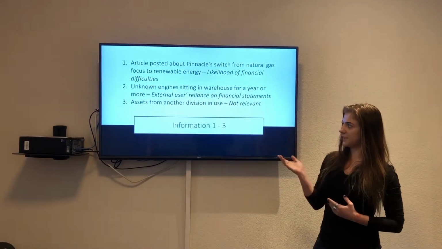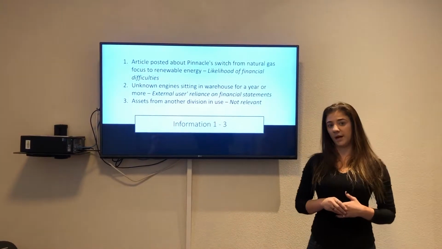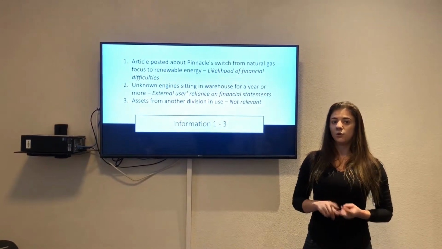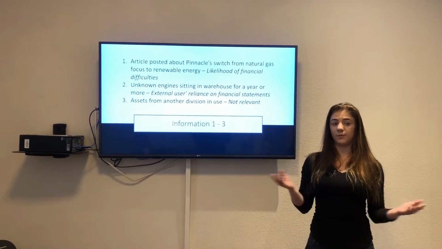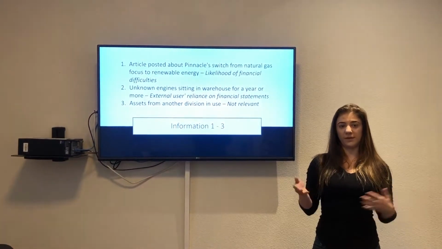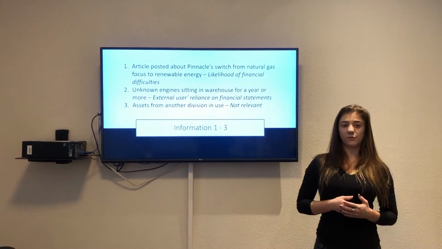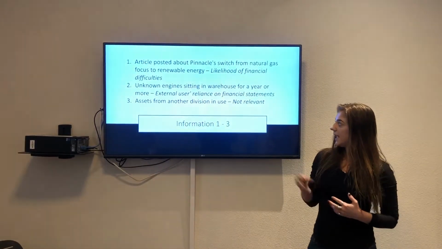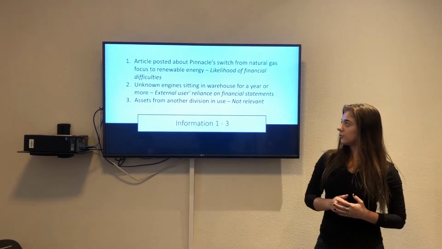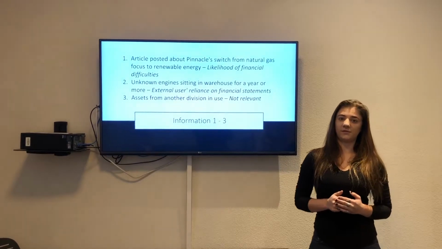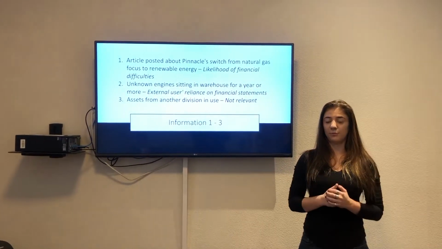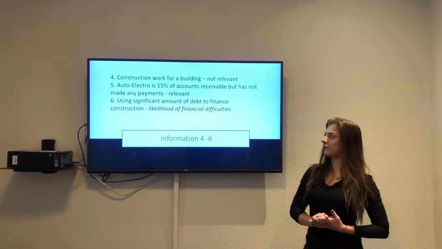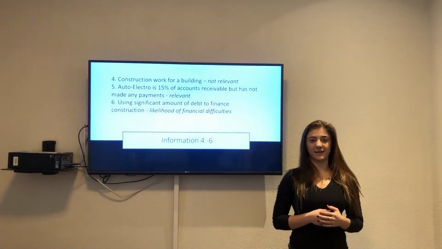Another one was that there were unknown engines sitting in the warehousing inventory that were not advertised as something that could be sold, nor did the warehousing manager, who had been working there for a year, know when they were manufactured. Thus, these were probably on the accounts and should have been obsolete, which then leads to external users' reliance on financial statements, since inventory could be misrepresented.